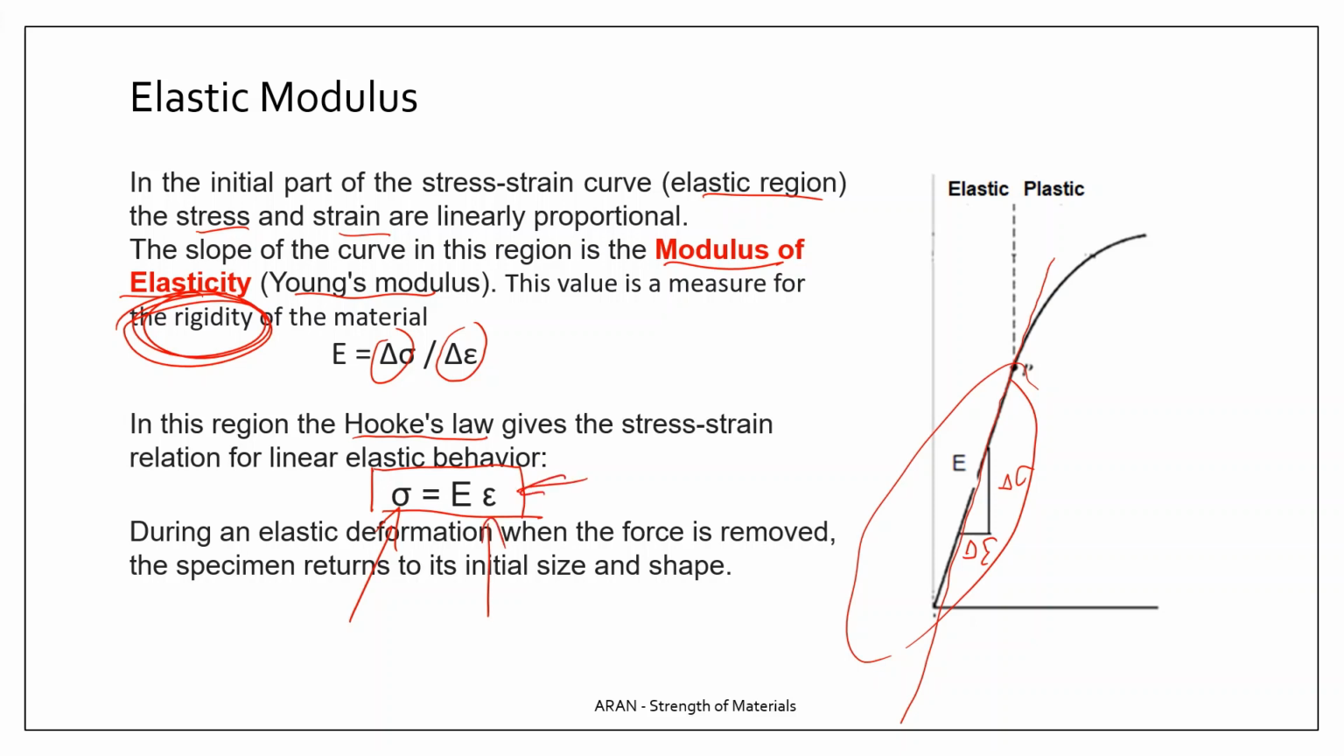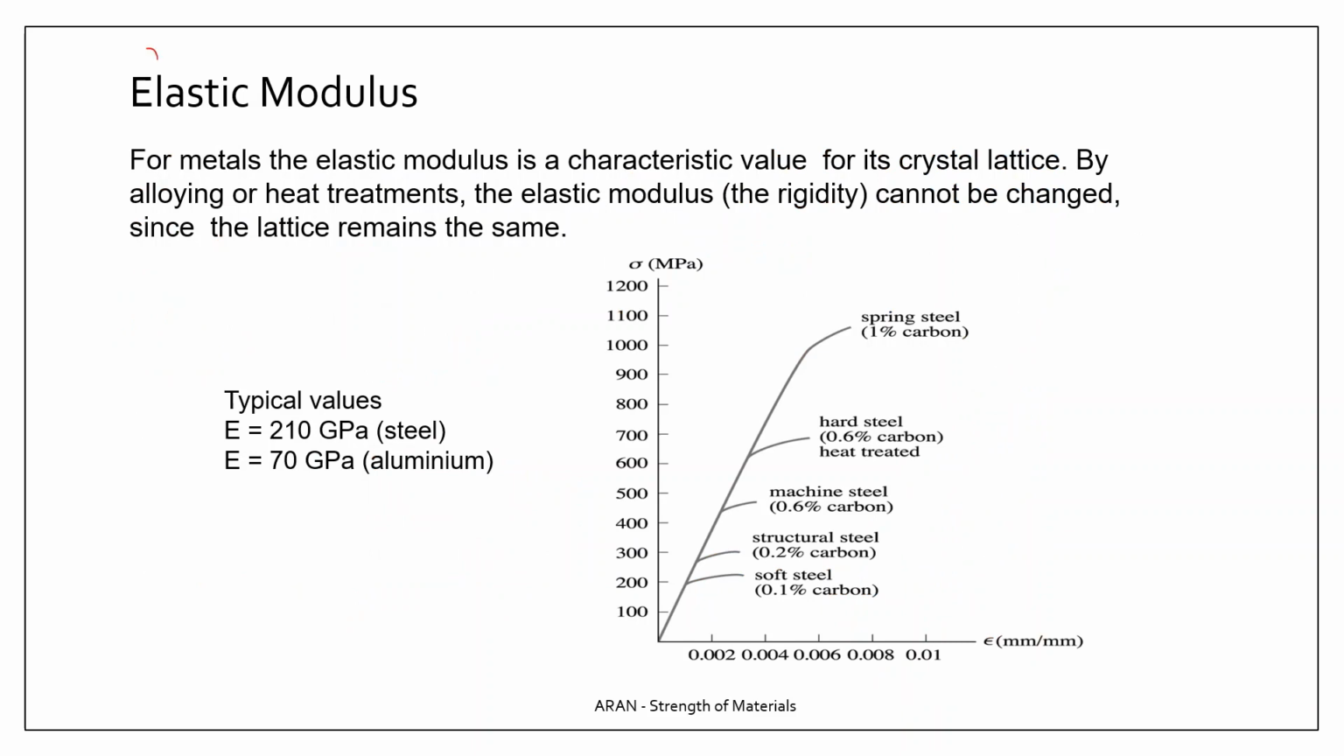and the relation between the stress and strain is given by Hooke's law. And during the elastic deformation, if you load your specimen and then remove the load, the specimen returns to its initial size and initial shape. The elastic modulus is a characteristic value for the crystal lattice. So when you have, for example, steel, all of the steels have approximately 210 gigapascals.